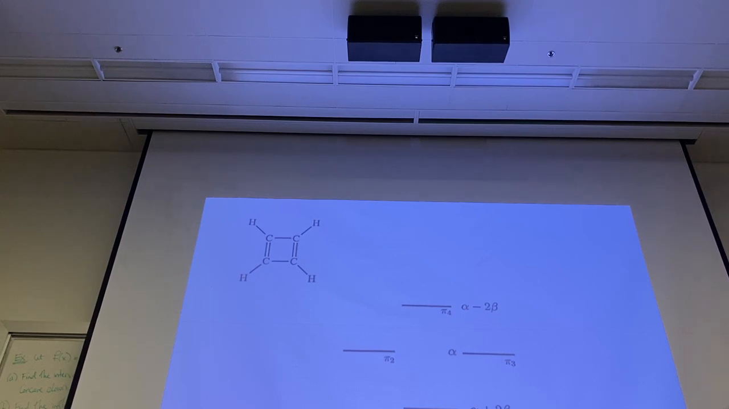The next 2, pi 2 and pi 3, look very similar, but as you can see, they now have a nodal plane. So they are really the same molecule, the same molecular orbital. The only difference is it's rotated by 90 degrees. Everything else is the same. So you can see these are highly symmetric cases relative to one another, and therefore they have degenerate energies.